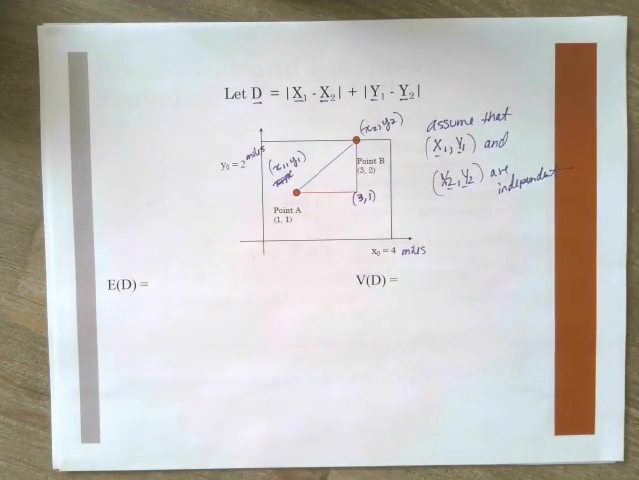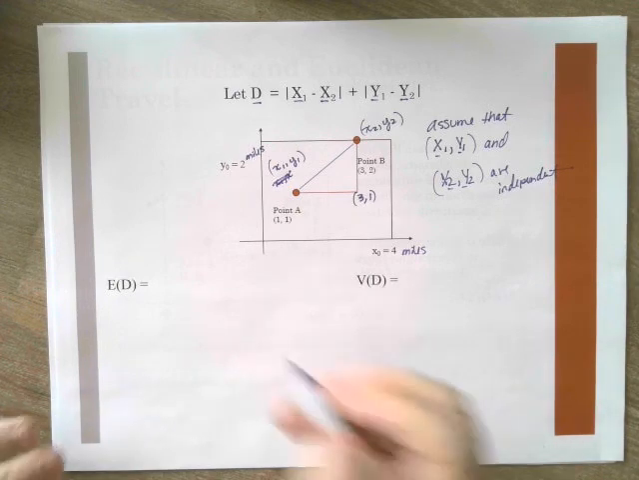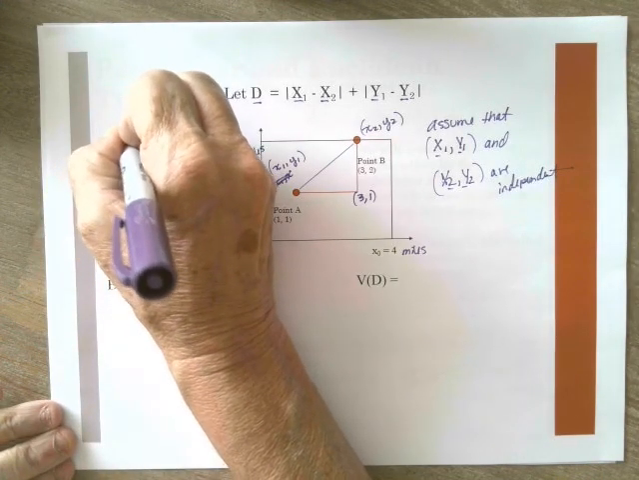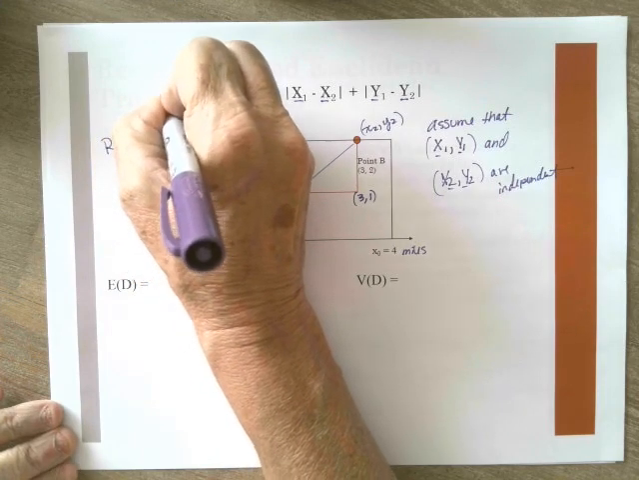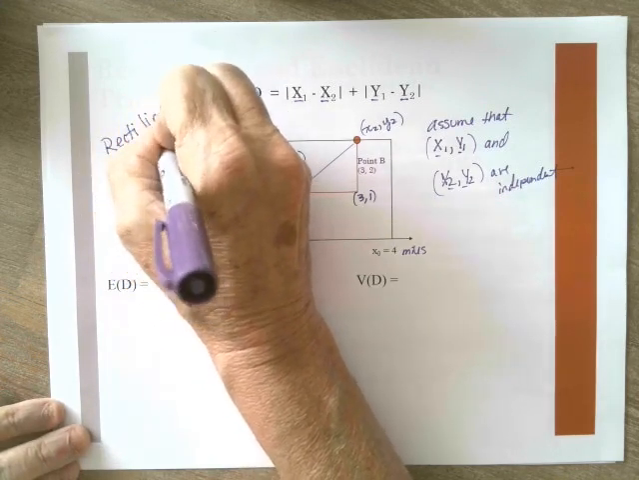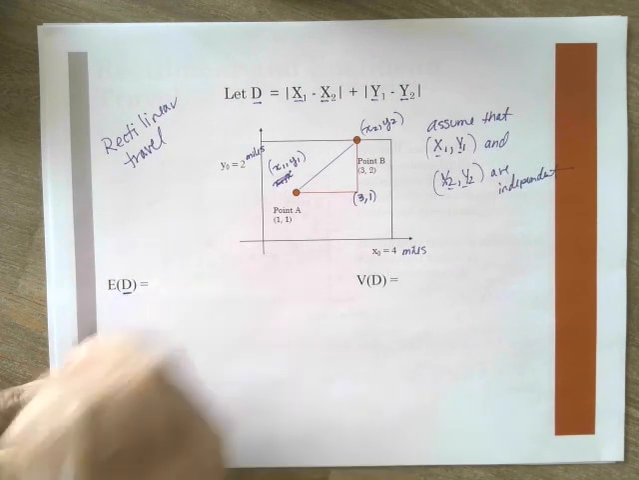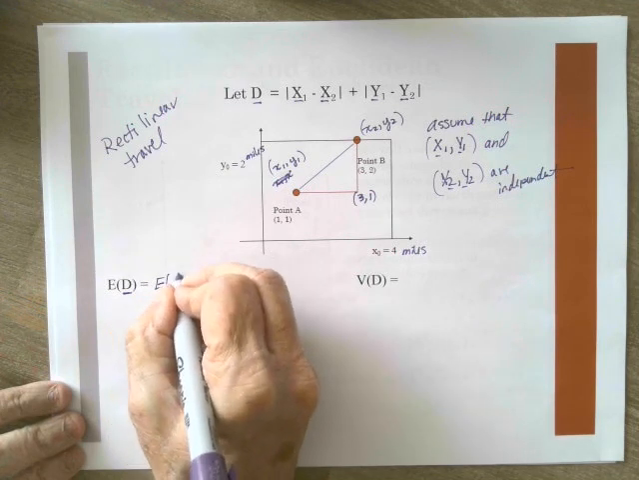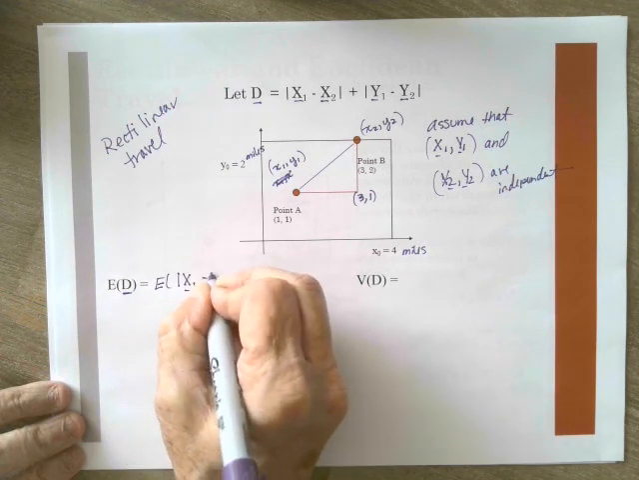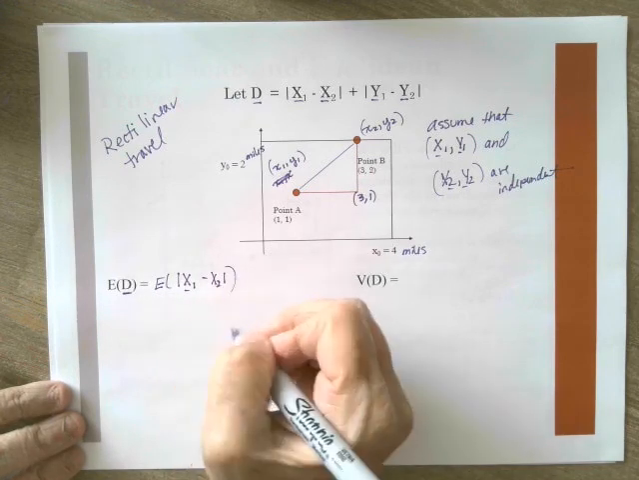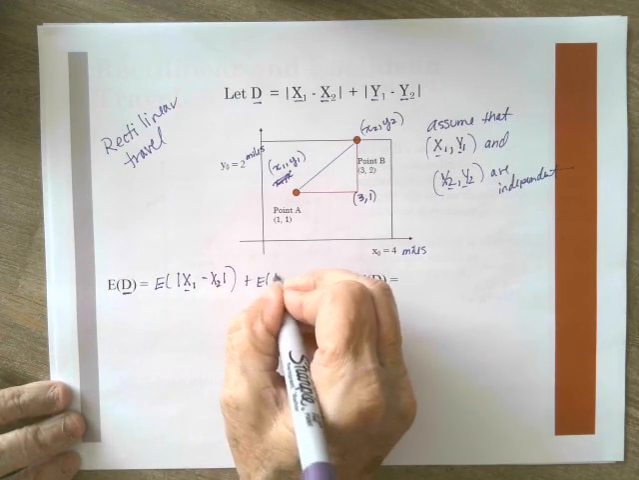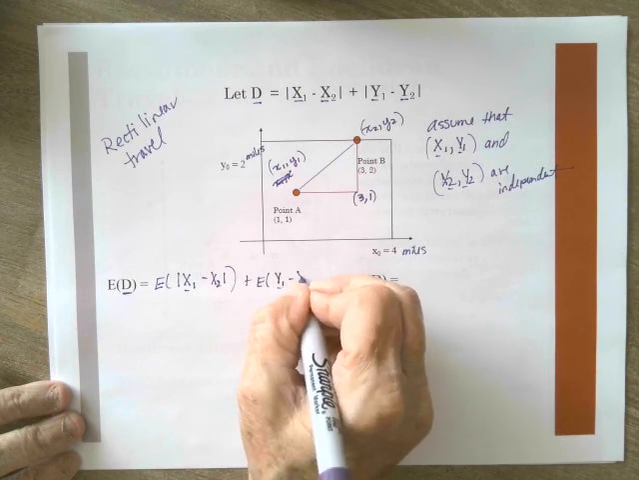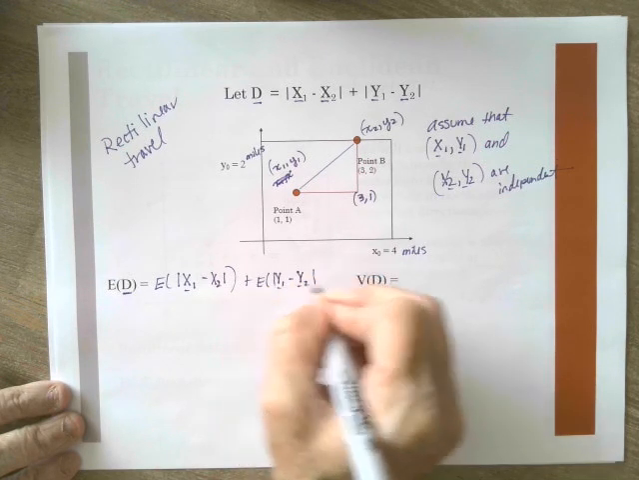So you should be able to determine on your own, if we're doing what we call this rectilinear travel, or again Manhattan distance travel, that the expected value of D is just going to be the expected distance between x1 and x2, the absolute value, plus the expected distance between y1 and y2.